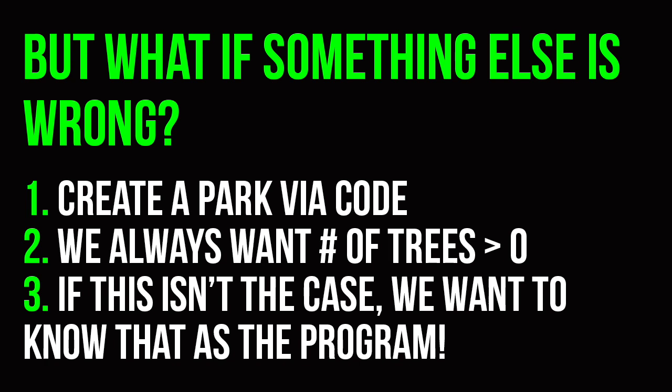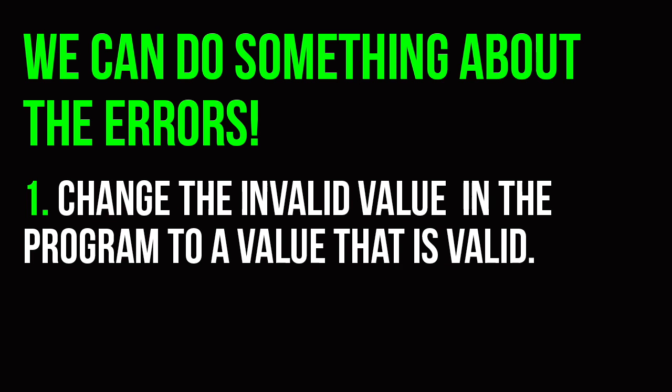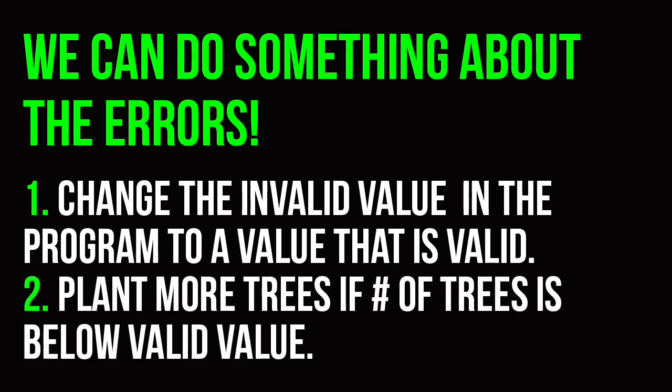As the programmer, I want to know if the score is negative, or if there are less than 100 trees in the park. Because I'm a programmer, I can do something about that. Because you can control the code, you can say, oh, if the score is negative, then make it 0. Bring it back to a valid value. In this instance of our tree example, we can say, oh, if we go below 100 trees, then we want to plant some more trees. That's a method. You can plant some more trees and you'll be back at 100.